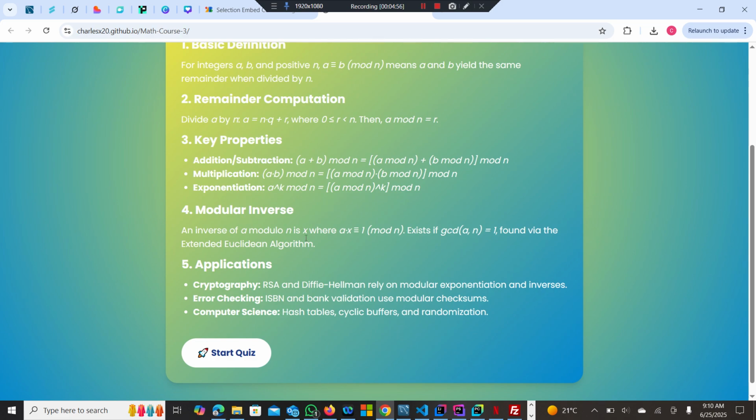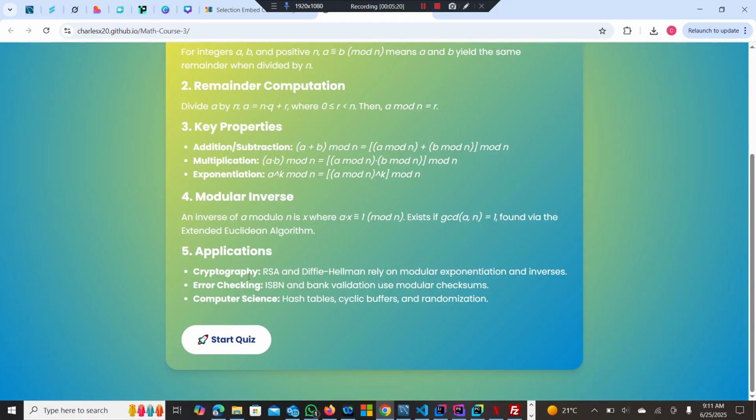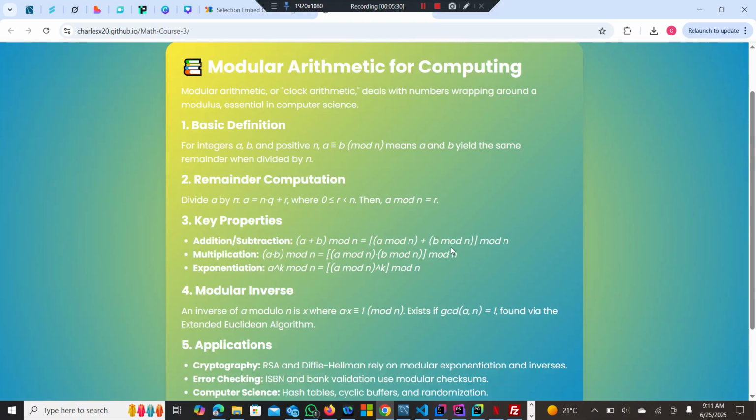Modular inverse. So we have what they're calling an inverse modular. An inverse of a mod n is x where a times x is triple equals 1 mod n; it exists if GCD(a, n) equals 1, found via the extended Euclidean algorithm. The places they use modular are in applications like cryptography, error checking, bank validation, computer science, hash tables, cyclic buffers, and randomization. So I did research on these notes. These are the whole things you need to learn on understanding modular.